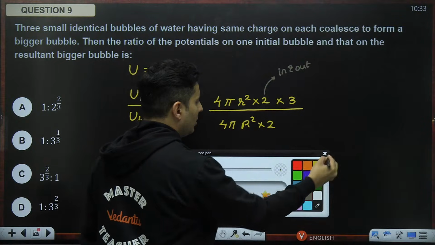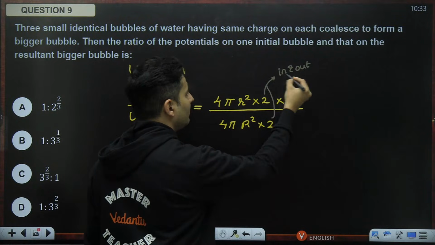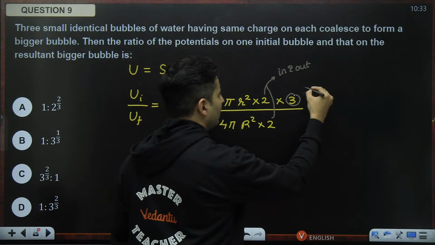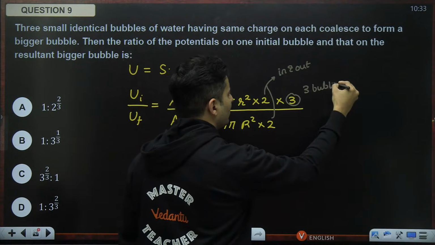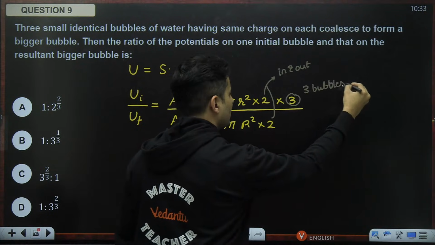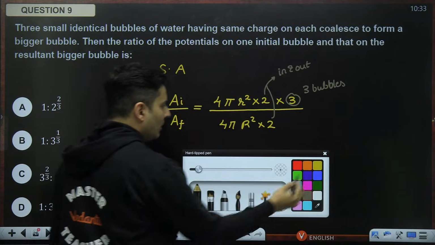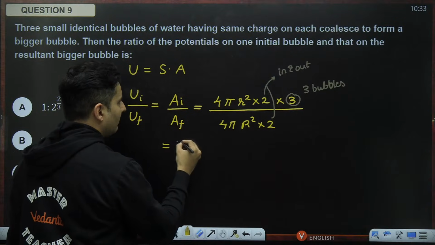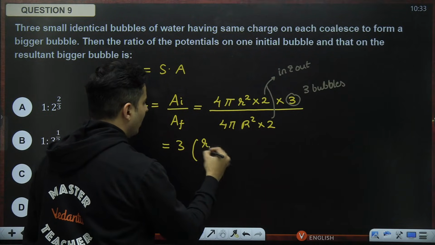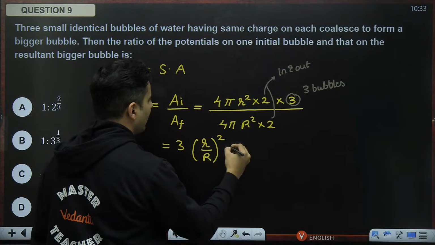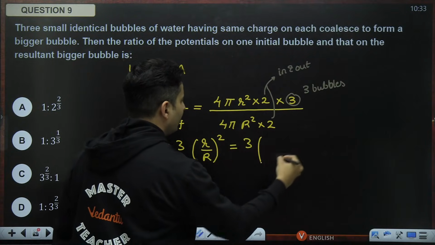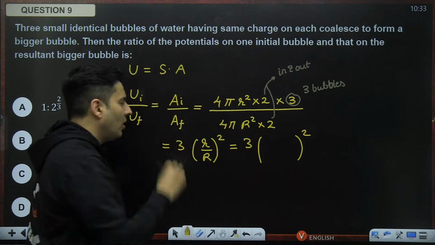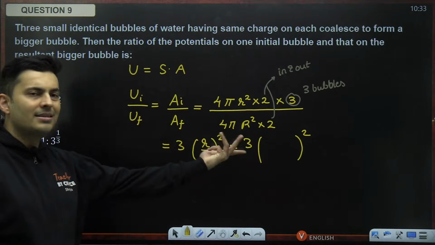Again, the same logic that I used over here will be used here. Remember, there were 3 bubbles, so that's why 3 surfaces should be considered. You will notice 4 pi 2 will cancel, so you will be just left with 3 small r by capital R whole square. Now the whole problem comes down to this ratio of r by R, because if you get the answer, then your job is done.